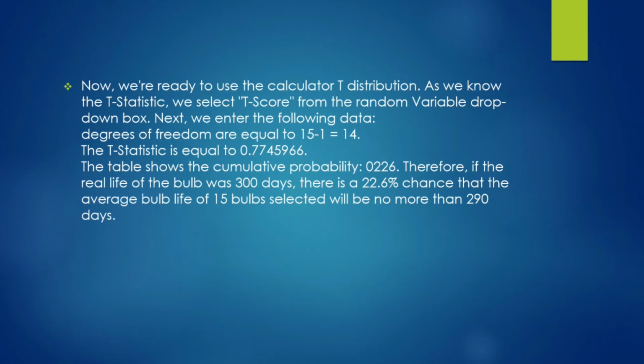Degrees of freedom are equal to 14. The t statistic is equal to 0.7745966. The table shows the cumulative probability 0.226. Therefore, if the real life of the bulb was 300 days, there is a 22.6% chance that the average bulb life of 15 bulbs selected will be no more than 290 days.